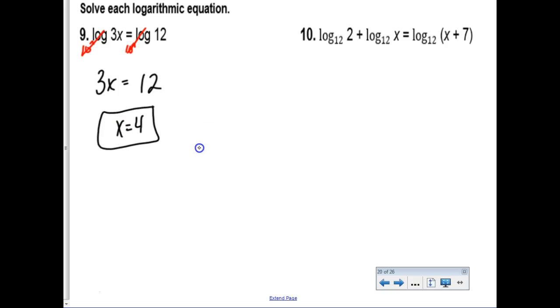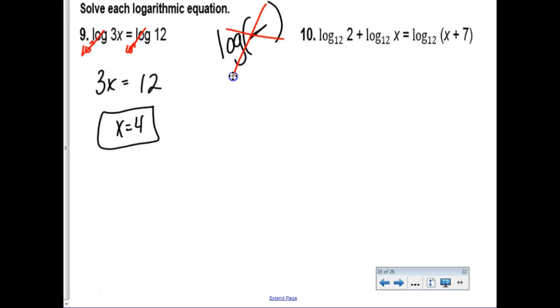And I will warn you, on logarithm equations, you do have to worry about extraneous solutions. Because remember, you cannot apply a logarithm to something negative. It's undefined at the log of anything negative. I'm not saying x can't be negative, but what's in the logarithm can't be negative.